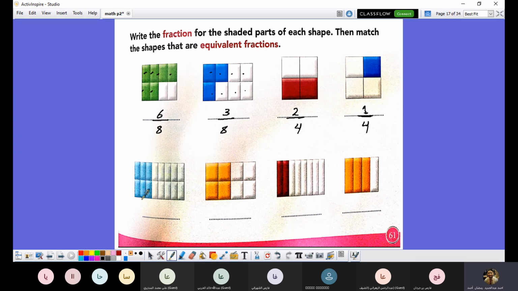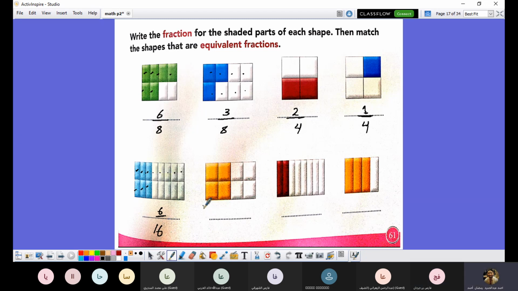Yes, teacher. Here the shaded parts are 6 and all parts are 16. Okay, we have here 6 shaded parts. All parts equal 16. Let's count 1, 2, 3, 4, 5, 6, 7, 8. 8 plus 8 equals 16. That's right.